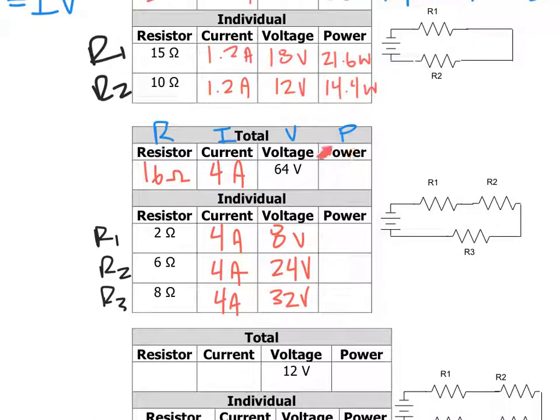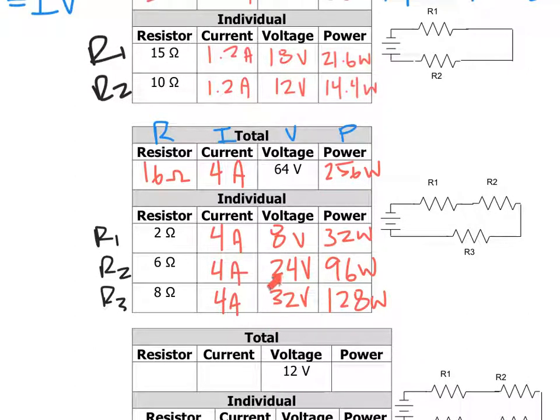Last step here is power. Power is I times V. If my I is 4 and V is 64, then my power is 256. Okay, down here I've got 8 times 4, and 8 times 4 is 32. Next row I've got 4 times 24, which is 96. And the last one is 4 times 32, which is 128. And to check my work, 128 plus 96 plus 32 equals 256.